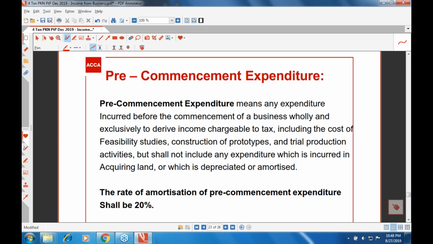If I talk about pre-commencement expenditure, it means the expenditure which is incurred before the commencement of the business, which is usually an expenditure incurred for setting up the business, for ensuring that things are in order. That is termed as pre-commencement expenditure. So what exactly do we mean by pre-commencement expenditure? It means any expenditure which is incurred before the commencement of the business. That's called pre-commencement expenditure.